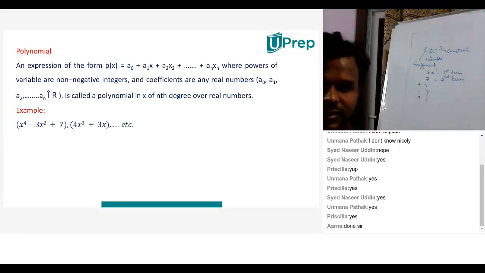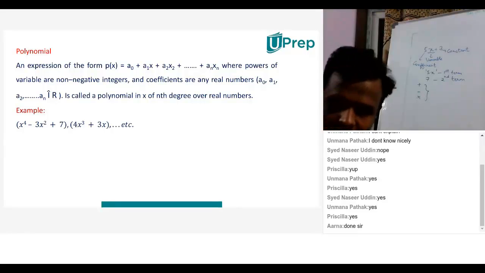Now, this is the general definition of a polynomial. What this definition says is any expression of the form p of x equals a0 plus a1x plus a2x squared and so on till an x to the n, where the powers of the variable are non-negative integers and coefficients are real numbers, is called a polynomial in x of nth degree over real numbers.